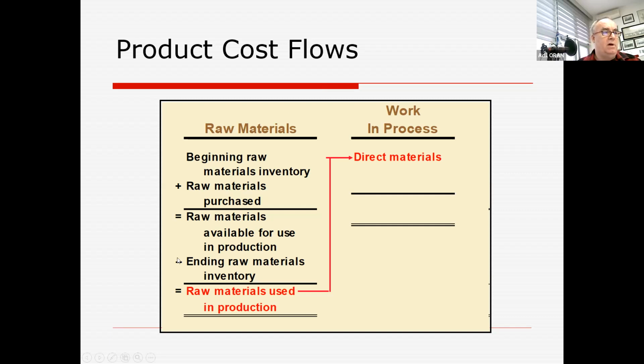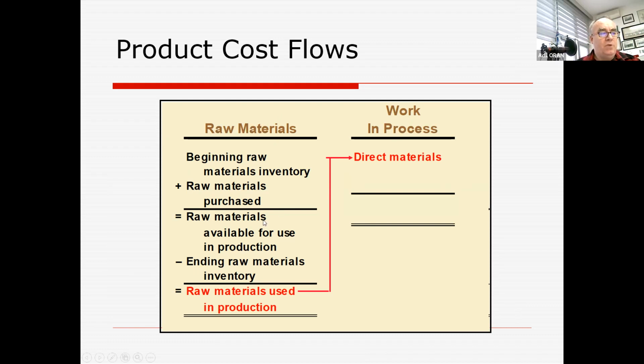Okay, so under raw materials, you have beginning raw materials inventory from the beginning of the period, what's left over from last year. And then you have additional raw materials that you bought this period. And that is the amount of raw materials available for use in production. This is the maximum that you could have taken out of raw materials and put into the production process. And then it is transferred into an account called work in process.